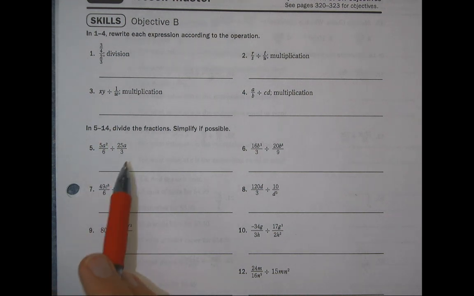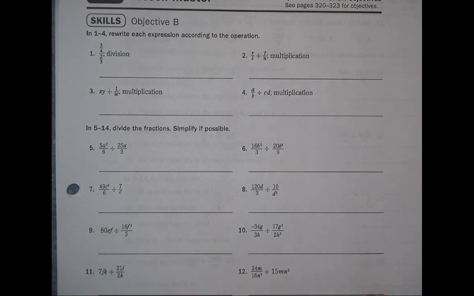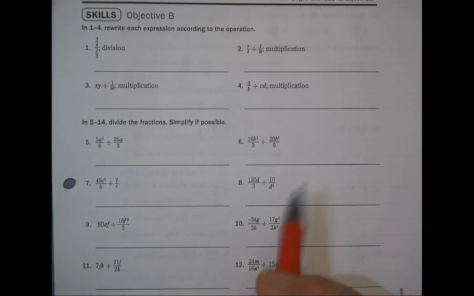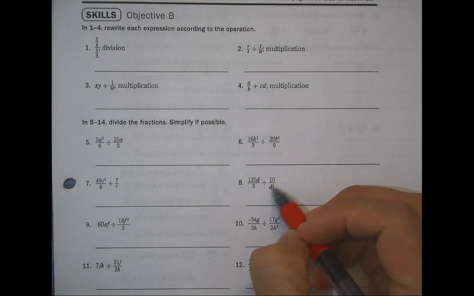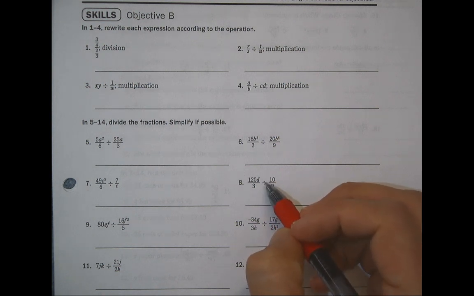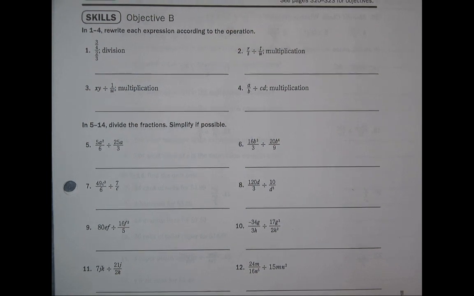Well, nothing here would cancel. Let's find one just for an example. So number 8, if you see the D on the top and the D on the bottom, we cannot cancel that right now because it says division.